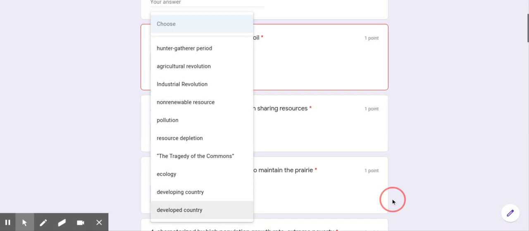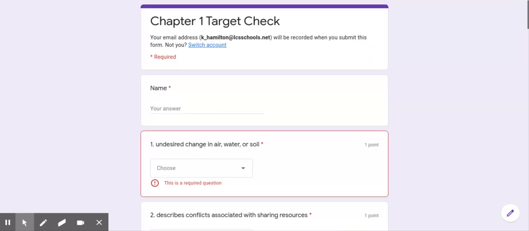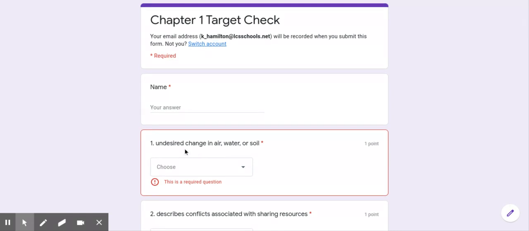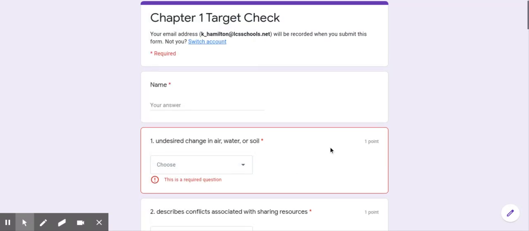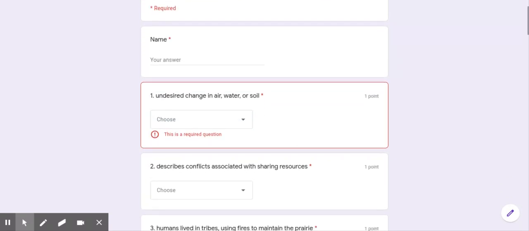Okay, so for questions 1 through 10, those are all going to be the same options. You're going to choose one. Question 1, an undesired change in air, water, or soil. And again, you're going to choose from this drop-down menu. I will give you a hint. You will only use all of these terms once. So if you've already chosen that term for a different one, please choose something else.